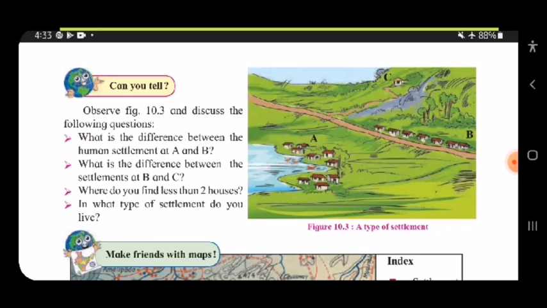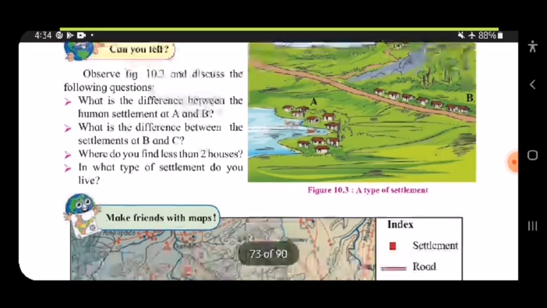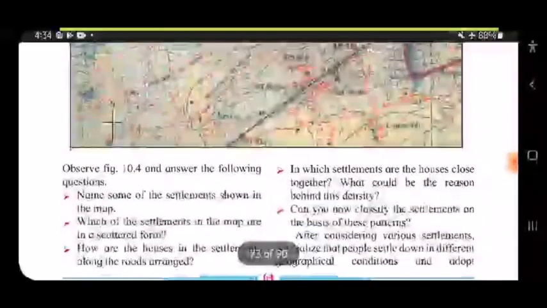In what type of settlement do you live? They are asking you a question. Now some of you might be living in A, some might be living in B, close to the road, where houses are in a line. Mostly we live where there are lots of houses. Let's move to the next.